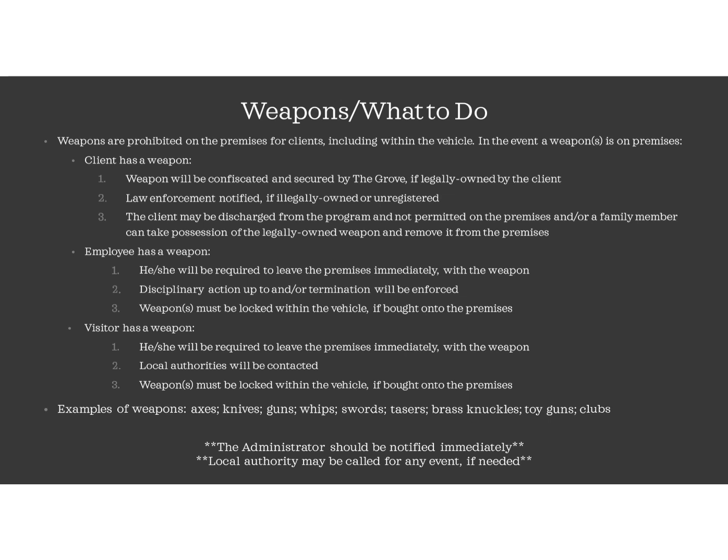Weapons. What to do. Weapons are prohibited on the premises for clients, including within the vehicle. In the event a weapon is on the premises, if a client has a weapon, the weapon will be confiscated and secured by the Grove if legally owned by the client. Law enforcement will be notified if it is illegally owned or unregistered. The client may be discharged from the program and not permitted on the premises, and a family member can take possession of the legally owned weapon and remove it from the premises.